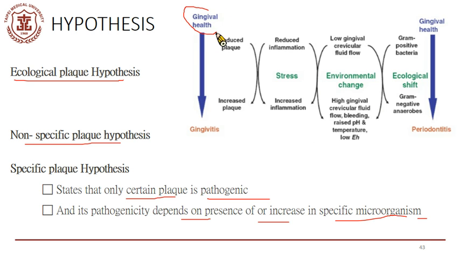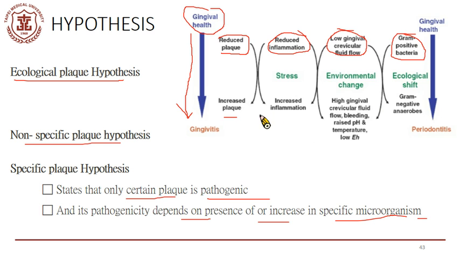So if we have a healthy gingiva, we will find reduced plaque, reduced inflammation, low gingival crevicular fluid flow, and gram-positive bacteria. That's when everything is healthy, and that's how you will find it, and it will be completely okay. But the more that you let bacteria grow, you will start having some gingivitis. So when you move into that, you will increase plaque, increase inflammation, high gingival crevicular fluid flow, bleeding, raised pH, temperature, and then those will be environmental changes. And then we can have an ecological shift, as we said, from gram-positive bacteria to gram-negative bacteria. This happens within some hours, sometimes it will take some weeks, in other cases with patients it will take some months, okay? So that will depend on each patient that you have.